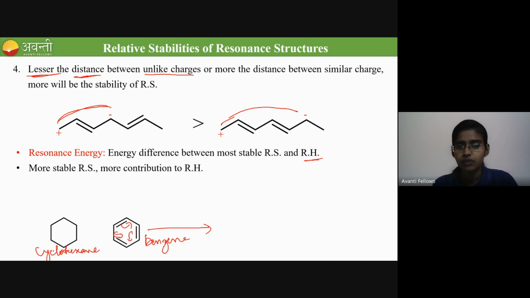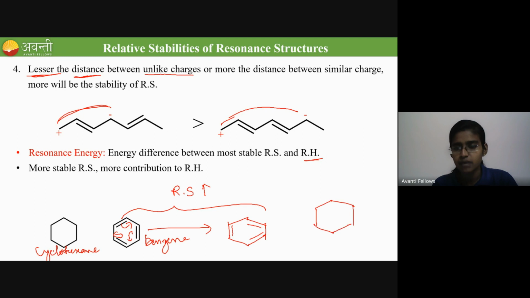And what will I get from here? I'll get one more resonance structure from here, which looks like this. And there are 2 resonance structures for this benzene. So now the resonance structures are more. And if I want to draw the resonance hybrid for this benzene, I will be drawing the structure like this, with the dots, or I can put a circle also.